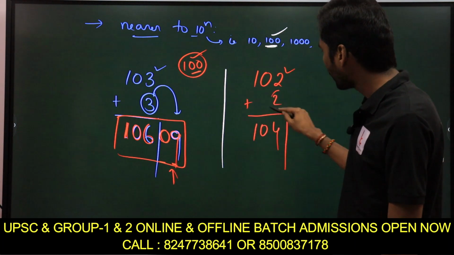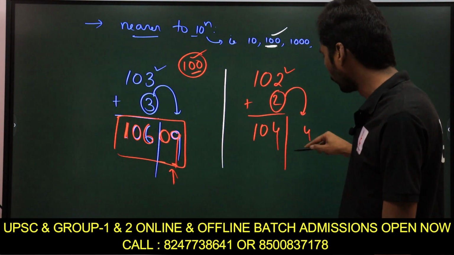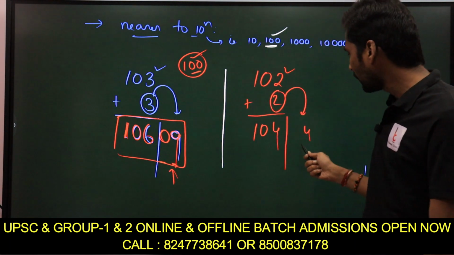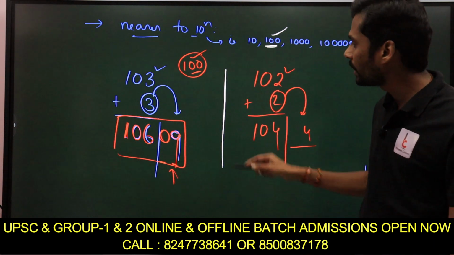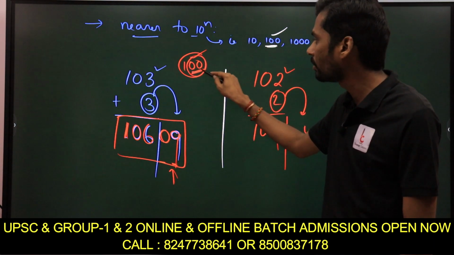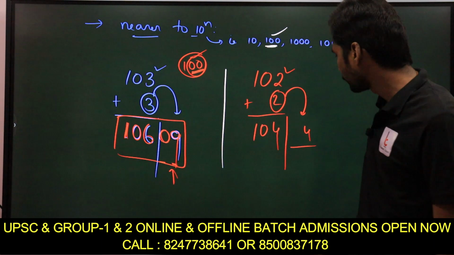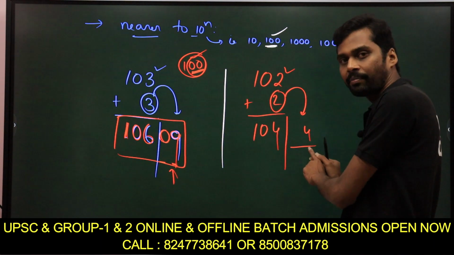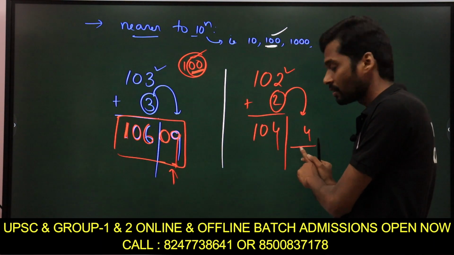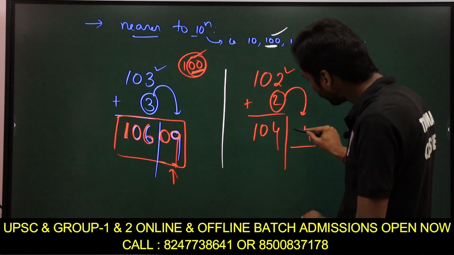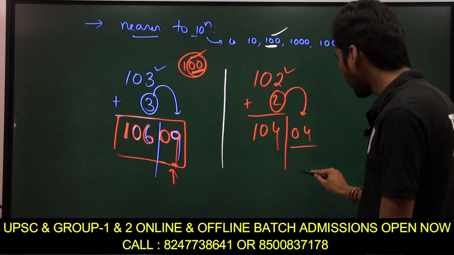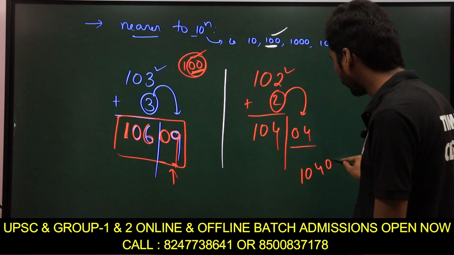104. And after that you have to square this number. 2 square is what? 4. But always make sure that the number of digits in the right side part should be equal to the number of zeros in the base value. How many zeros do we have? 2 zeros. That means I should have 2 digits in the right side part. But I have only 1 digit, so I had to put a 0 before it. So what is the final answer? 10404.